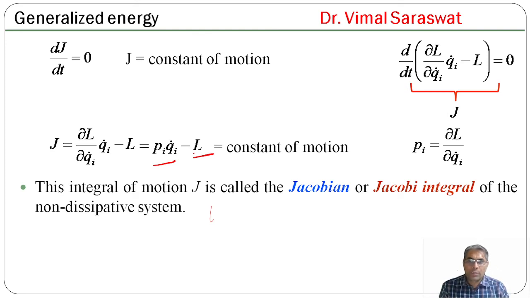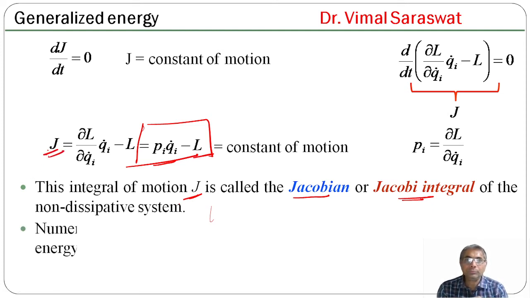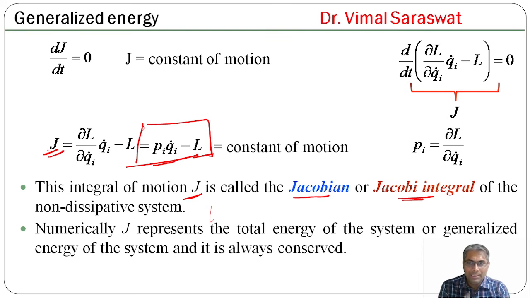This integral of motion J is called the Jacobian or Jacobi integral of the non-dissipative system. So the Jacobi integral of the non-dissipative system is pi q̇i minus L, and this is represented with J. Numerically, J represents the total energy of the system, or generalized energy of the system, and it is always conserved due to the conservation of energy.